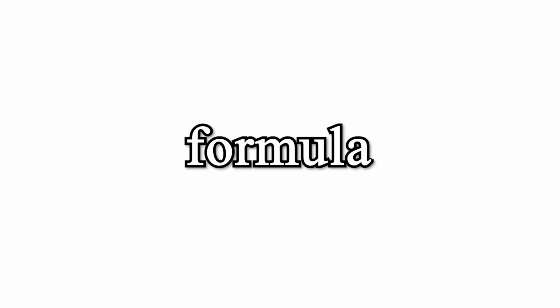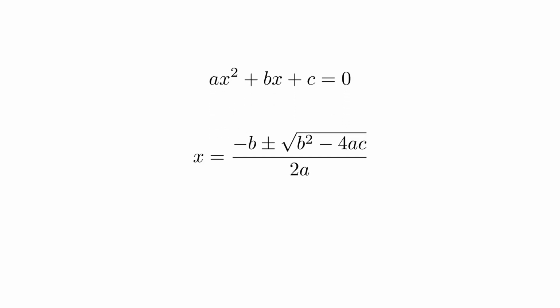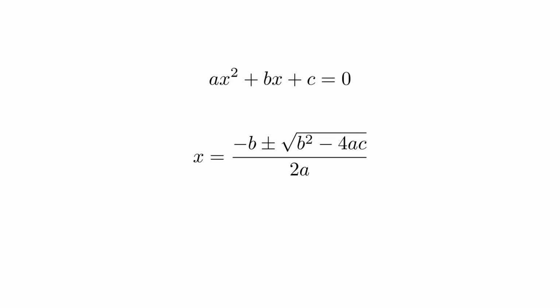First off, we're going to start with the formula itself. When ax squared plus bx plus c is equal to 0, then x is going to be equal to negative b plus or minus the square root of b squared minus 4ac all over 2a. Damn, boy! Now you might say, oh, but there are so many letters and not enough numbers.